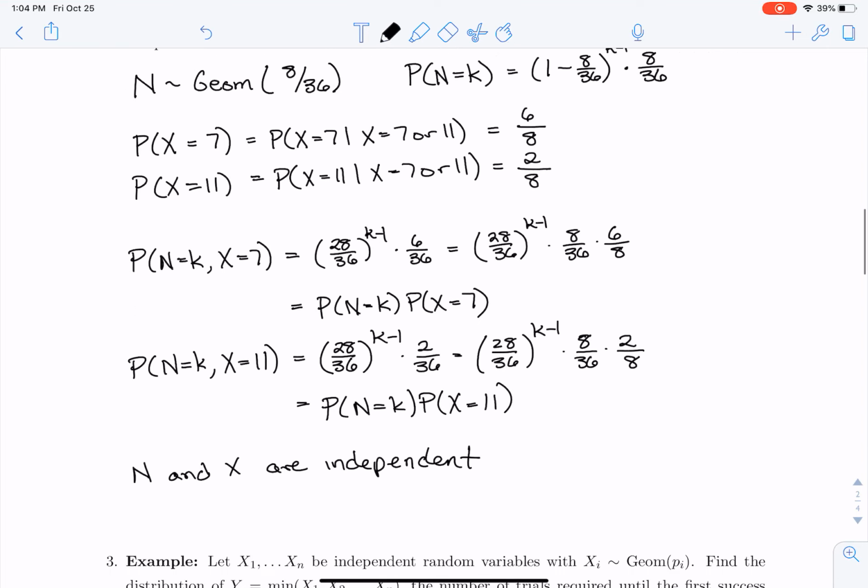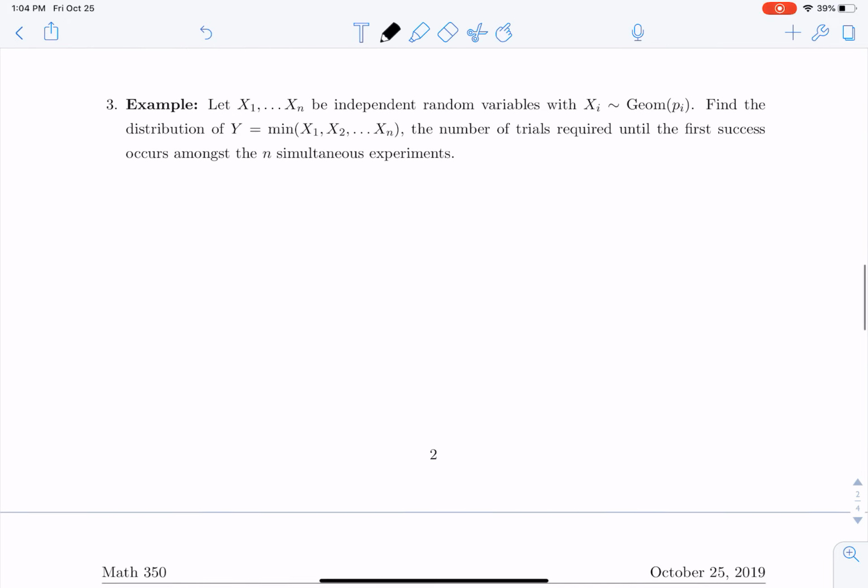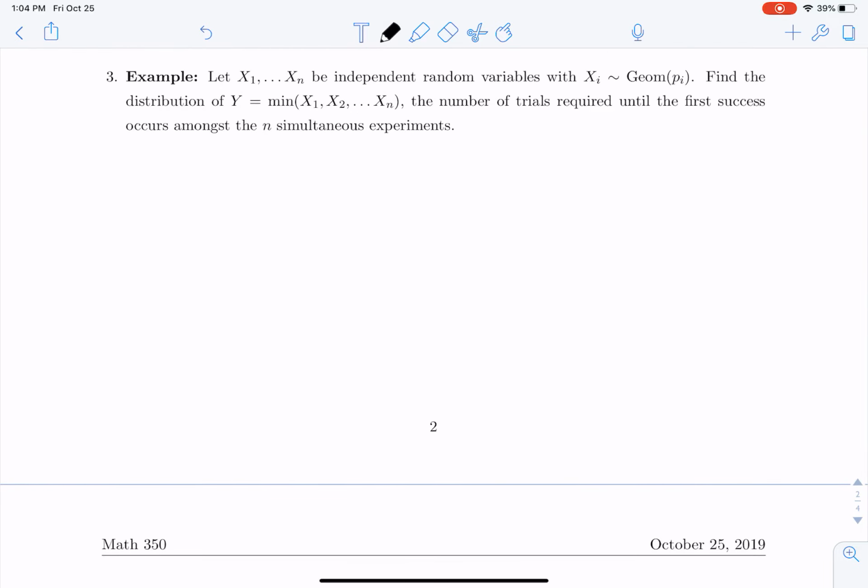Let's do one final example. This is one where we take advantage of the fact that we know that we have independent random variables. So we're going to let x1 through xn be independent random variables where xi is a geometric random variable with success probability p sub i. And we want to find the distribution of y, the minimum of x1, x2 through xn. And this is the number of trials required until the first success occurs amongst the n simultaneous experiments.